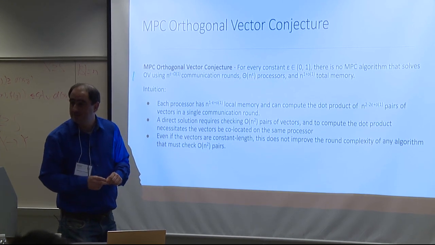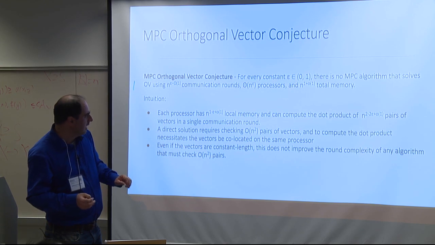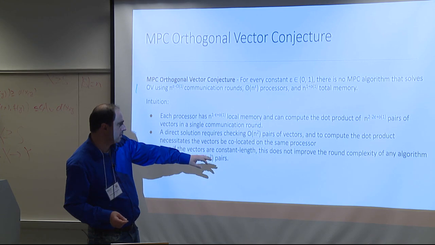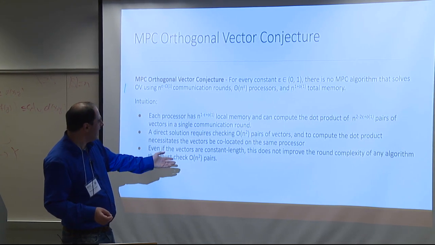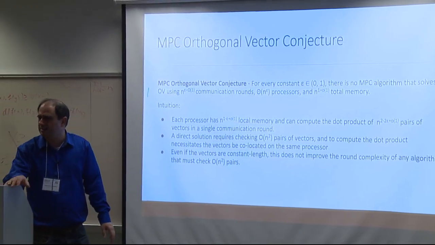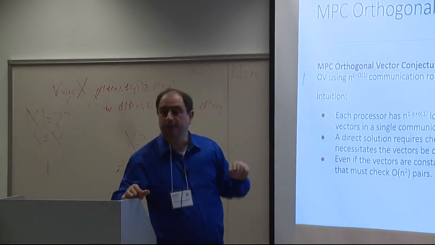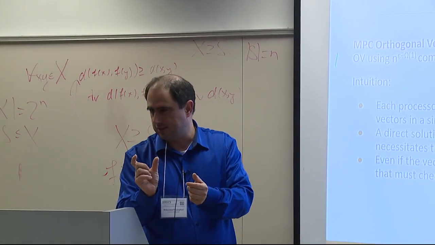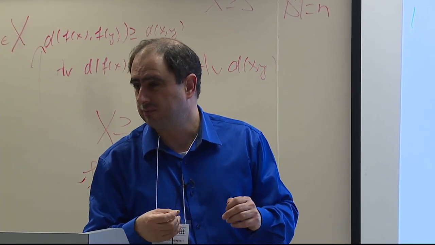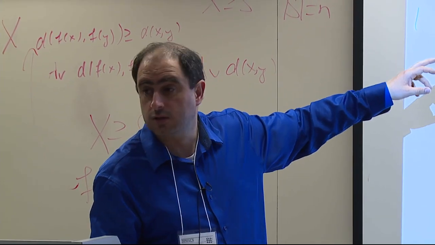Yeah. What's the last sentence about constant length vectors? Are you talking about vectors of constant dimension? Which one? The last sentence. Vectors are constant length, this does not improve the complexity of any algorithm. I think here constant length means logarithmic length. In this kind of orthogonal vector problem, the dimension of each of them can be log n. But even for constant, I think we don't know anything better than that. And OV, you mean over Boolean or over reals? No, this is the orthogonal vector.